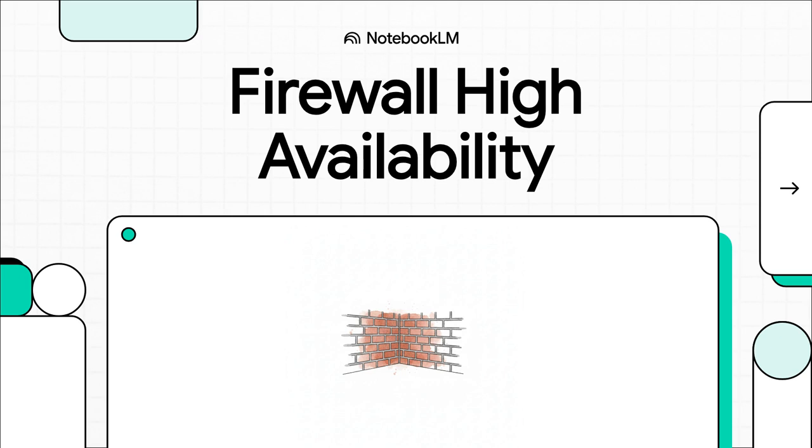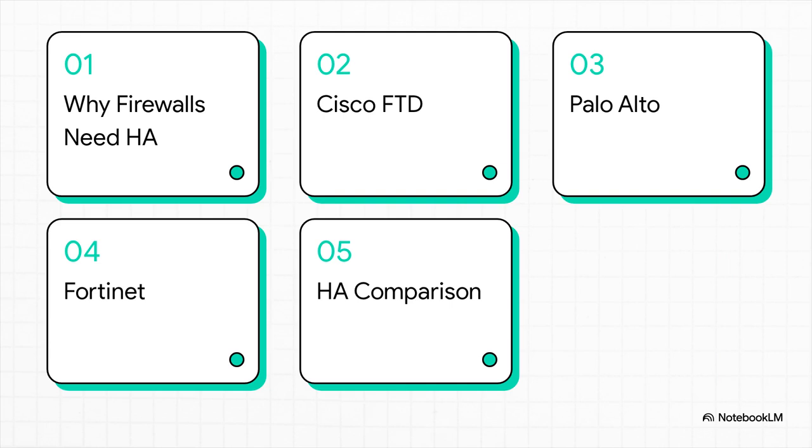Let's get into it. Okay, here's a quick roadmap for today's explainer. First, we'll cover why firewalls even need HA. Then we'll look at Cisco FTD's active/standby approach. Third, Palo Alto's session synchronization. Fourth, Fortinet's heartbeats and clustering. And we'll wrap it all up with the ultimate HA comparison.